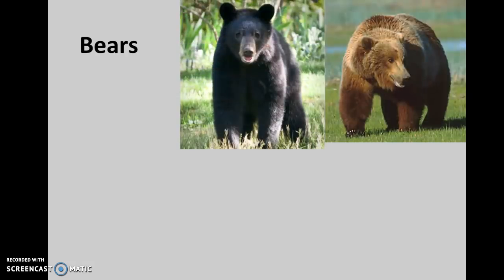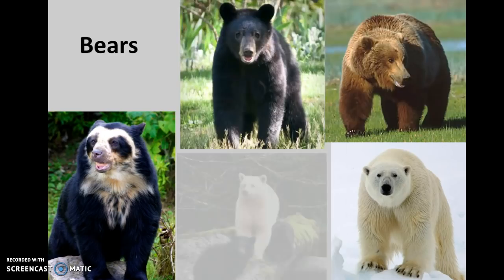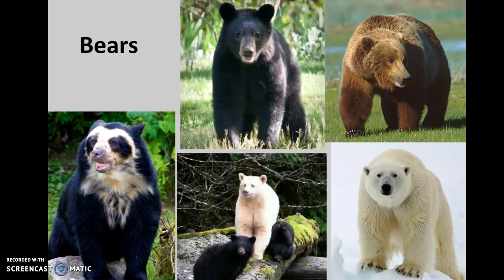All right, eighth graders, here we are. We are finishing up our evidence for evolution, ways that we know that things gradually change over time. We're going to look at an example of some bears. Take a look at these different types of bears from around the world. They live in different environments.